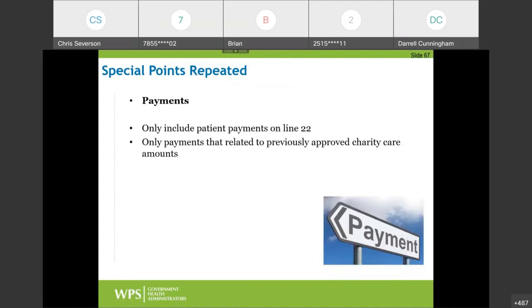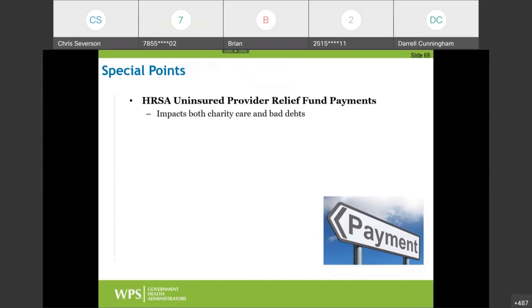Payments, again, we think we've hammered that down quite a bit. And here is a new piece that we have, and we'll talk about it when I look at the questionnaire in just a few minutes.